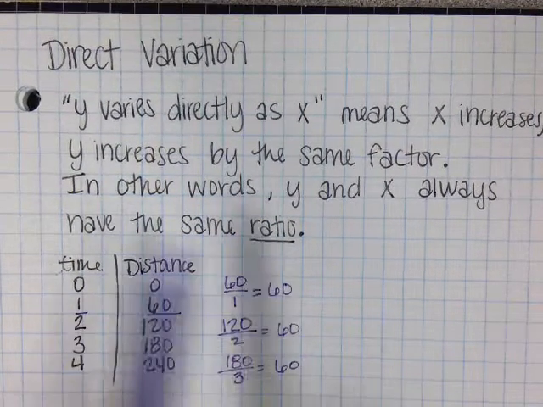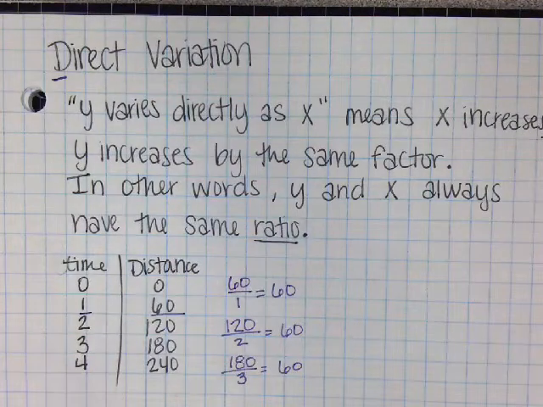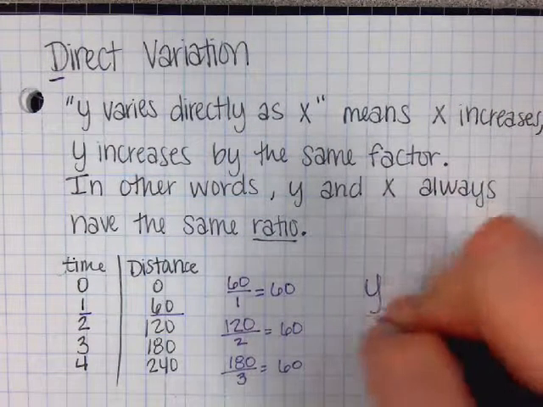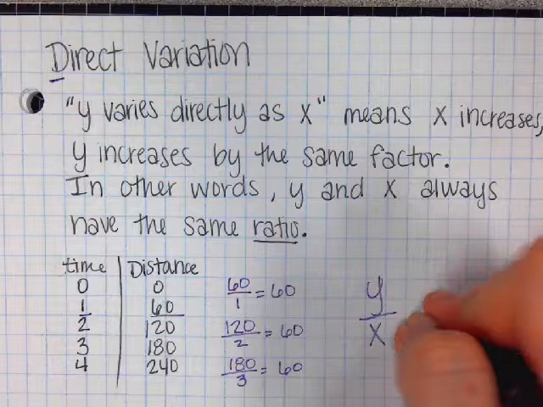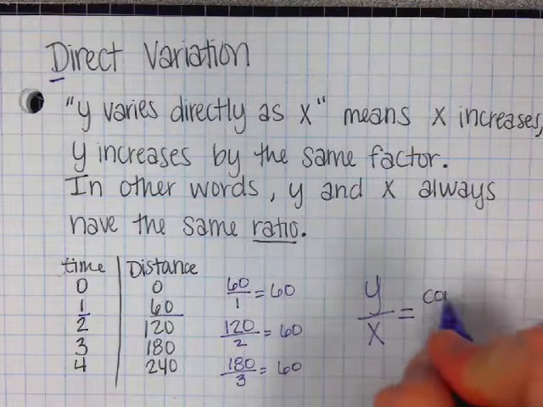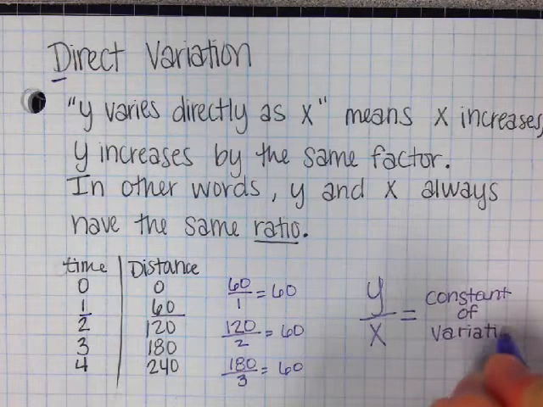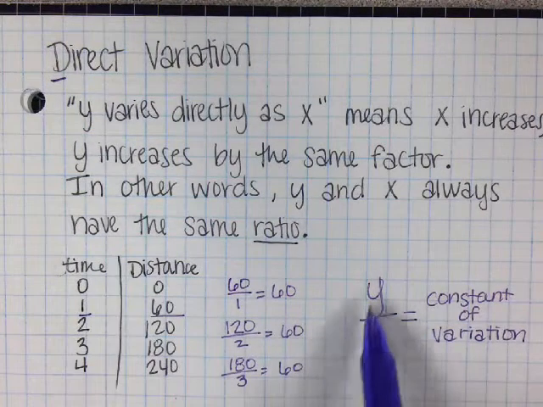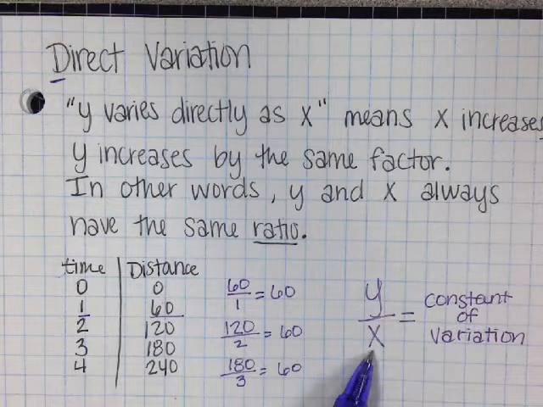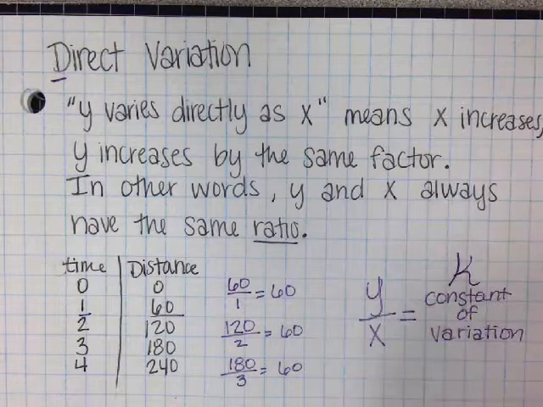So remember, ratio means divide. Direct variation, divide. That's the way I remember it. Direct means you divide. So you divide the distance by the time, or y divided by x, and it has to give you the same amount each time. And so we call this the constant of variation. So when you divide y by x, 120 divided by 2, you get the constant of variation. And the letter that you're going to see the whole unit is k.